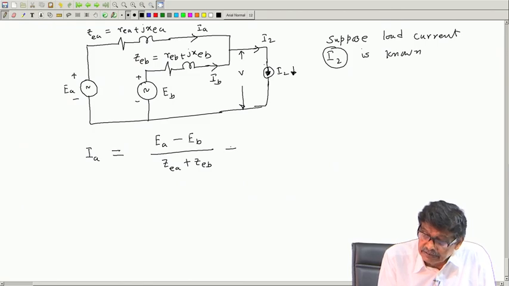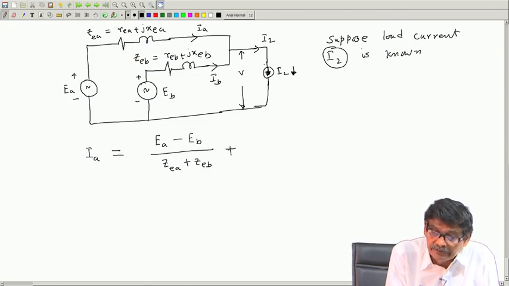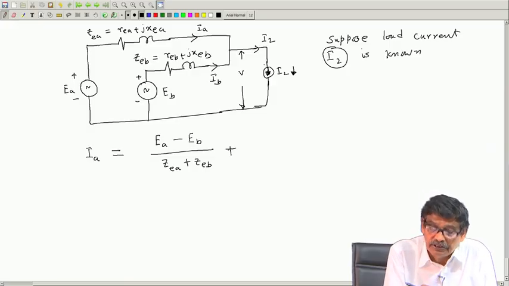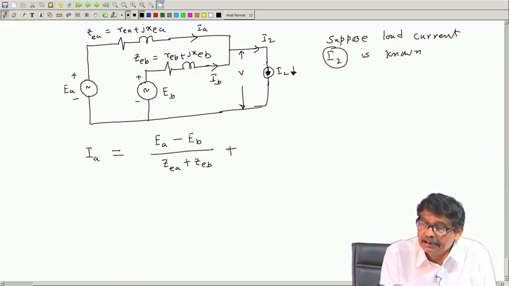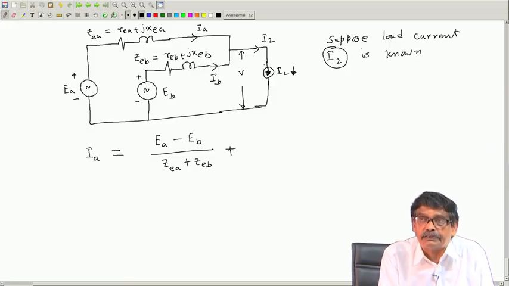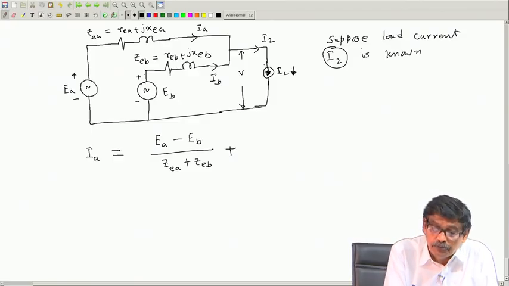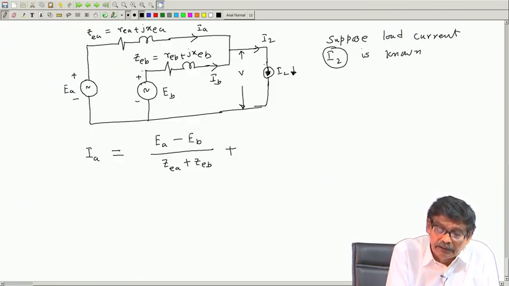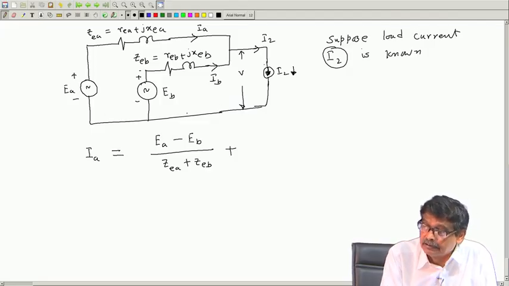Then I must remove these sources because these are voltage sources. So, I will short circuit them and assume only the current source is present. If you short circuit these, what does it mean? These two are in parallel and this is the total current.